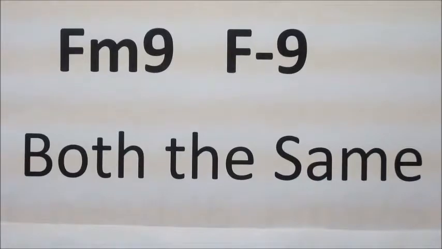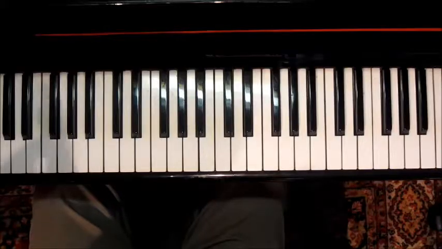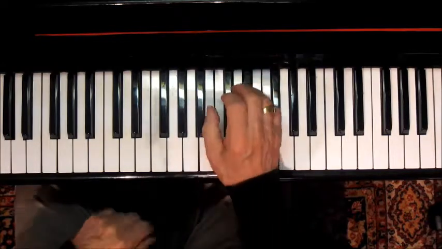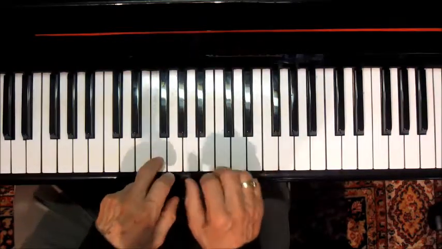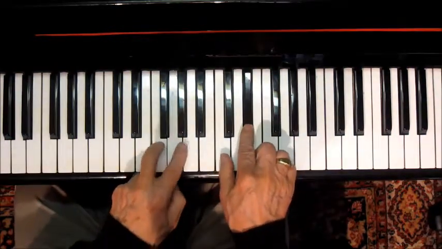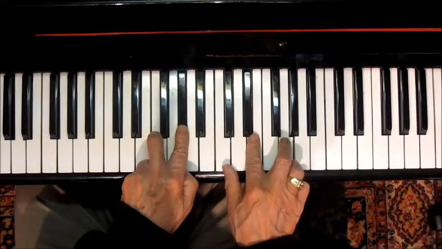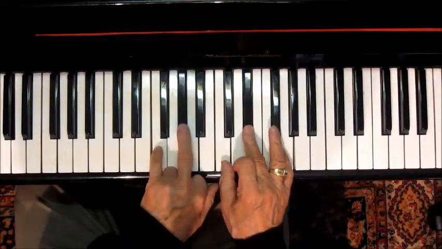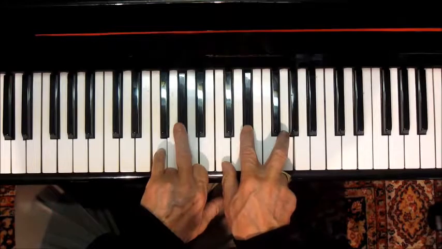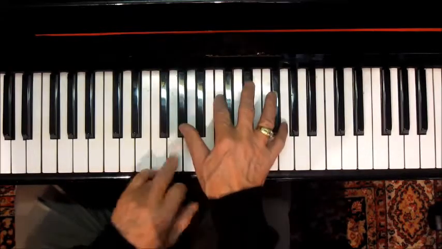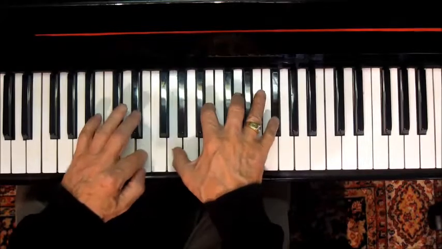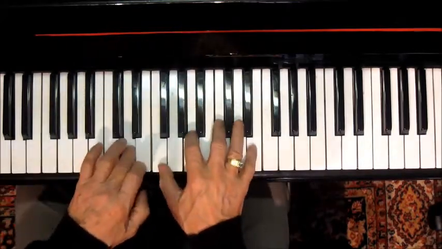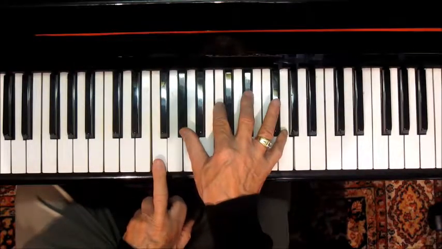Beautiful sounding chord. F minor 9 or F-9, both are the same. It's an F minor 7 chord with an added 9. F minor 9, one of the nicest romantic chords out there, based on an F7 chord with its 3rd flattened and an added 9th. There's the full chord. It has a very delightful sound. F minor 9.